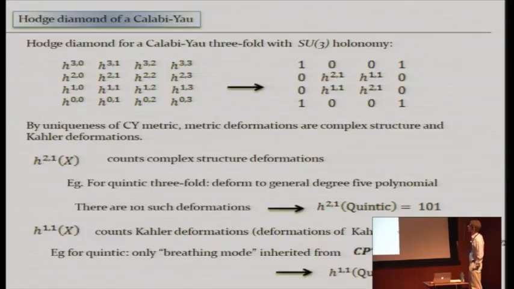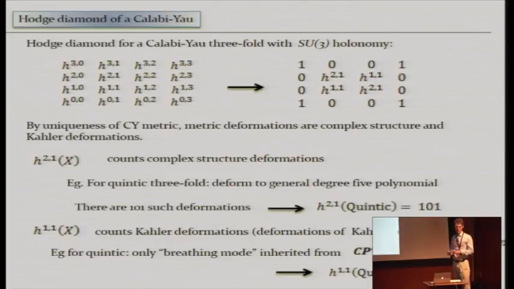interpretation. So first of all, recall that by uniqueness of the Calabi-Yau metric, there's a unique Calabi-Yau metric if I fix the complex structure and if I fix the Kähler class. So that means now that the moduli of the metric are given by deforming the Kähler class and by deforming the complex structure. Okay? So now it turns out that h^{2,1} counts these complex structure deformations and h^{1,1} counts the Kähler deformations.